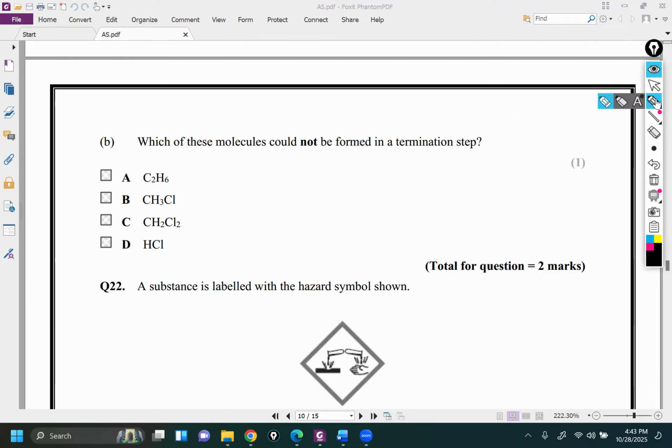Which of these molecules could not be formed in a termination step? In the termination step, HCl cannot be produced. The reason is that in termination steps, always two free radicals combine. Like if this could be the product, it could be formed from these two, like this. But this is okay, it can be produced, but a hydrogen free radical cannot be produced in the substitution reaction. I told you this before. So keep this point in mind, and the correct option is option D.